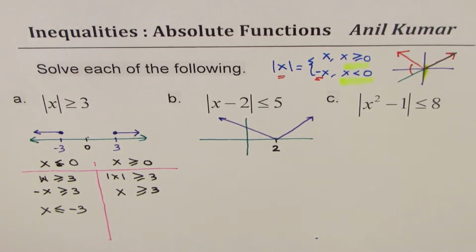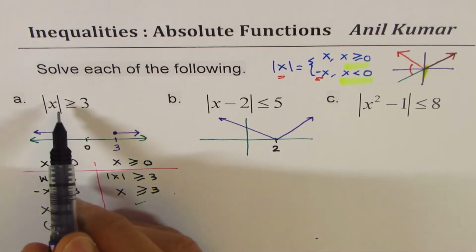Now, to write the final solution, we should check whatever we have got with respect to the interval we are talking about. Since minus 3 is less than 0, all this is valid. And since x greater than 3 is greater than 0, all this is valid. And therefore, we get our solution, which could also be written as from minus infinity to minus 3, right?